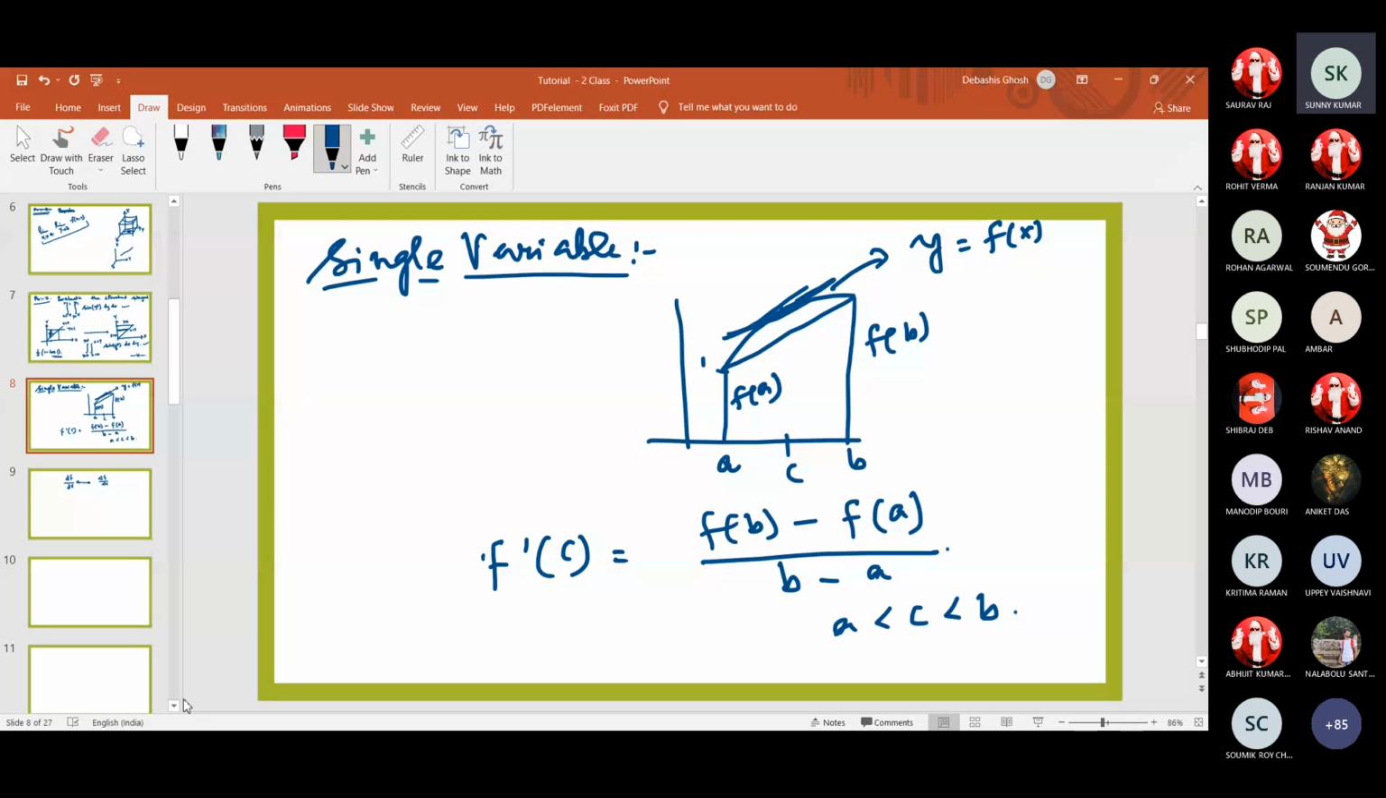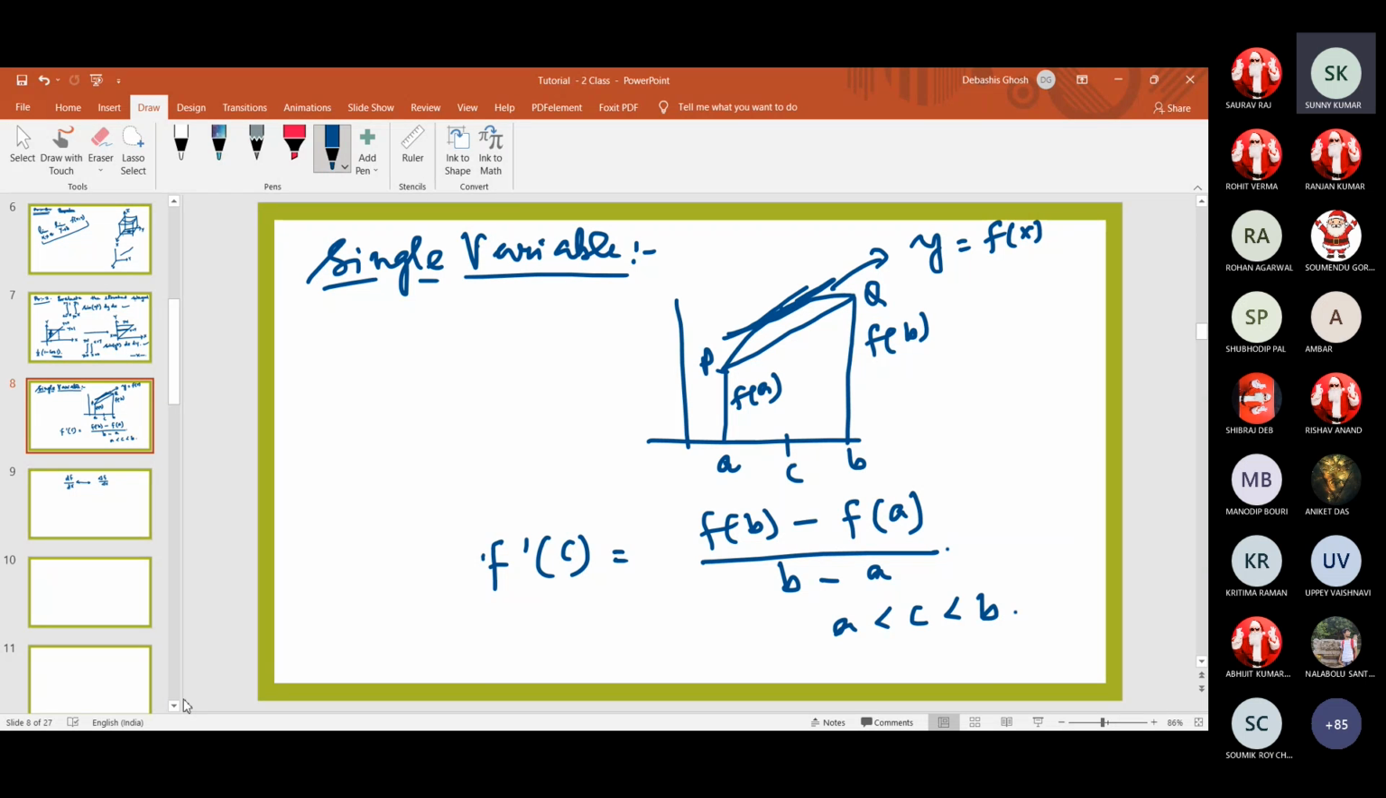If you consider this is your p and this is your q, then for that p and q we can get this del f by del x. As you know, almost all the functions will not satisfy it. The statement is well known to you: the function should be continuous and the function should be differentiable in the open interval AB. Then we can get a point C for which we can have.